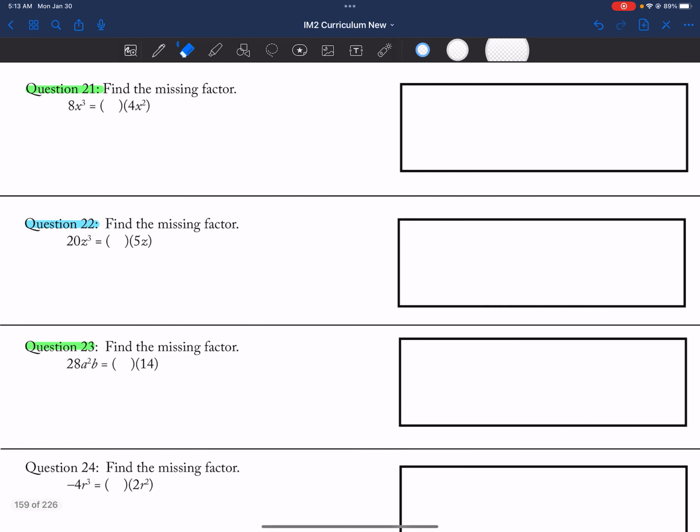Not 20, 21. Ooh, missing vectors. Okay, so 8 is 2 times 4, and then 2 times 2. So this is 2 times 2 times 2 times x times x times x. We already have a 4x squared. So what am I missing? I am missing a 2x.